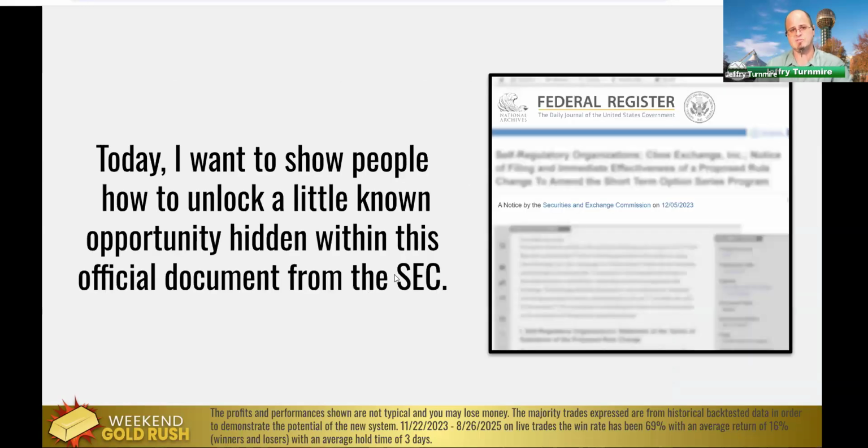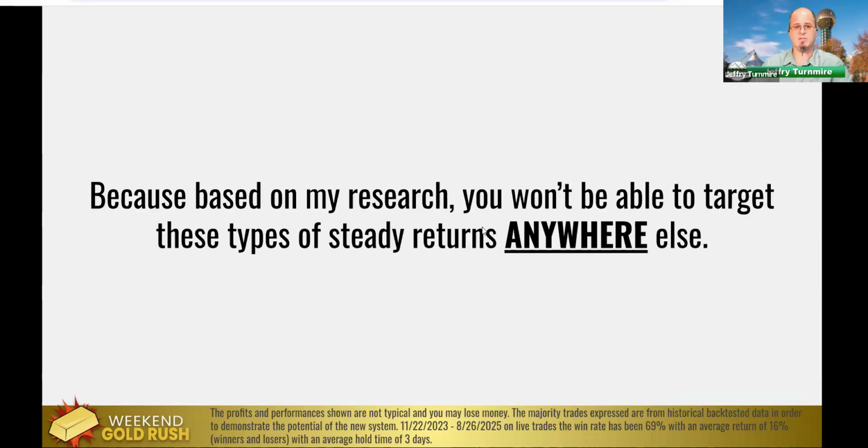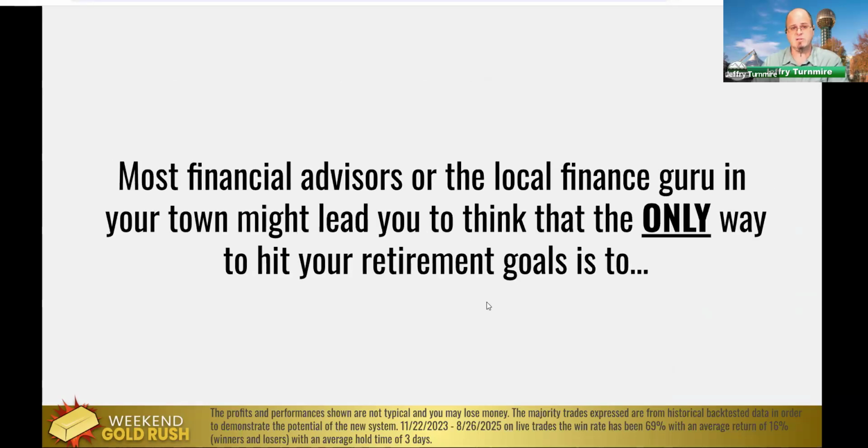Which is why I'm so excited about this brand new project. I'm on a mission to try to teach people what the SEC did right there, so you could take advantage of it, potentially starting next week, because this week we already played it out. Based on my research, you won't be able to get these kinds of returns in other places. At least I haven't seen these kinds of steady weekend opportunities, certainly not on gold.